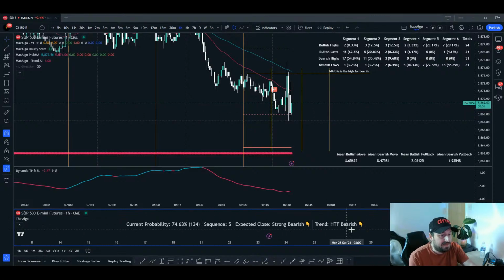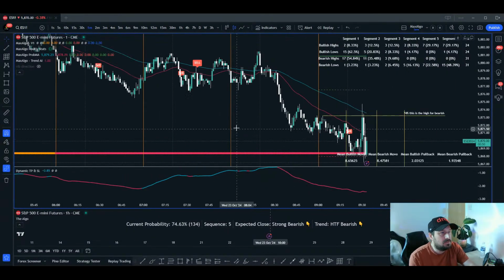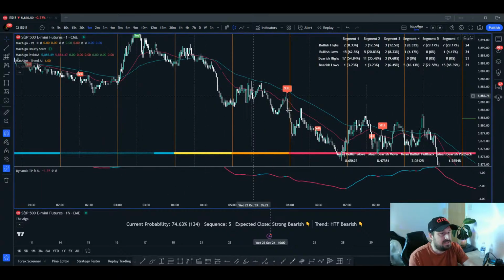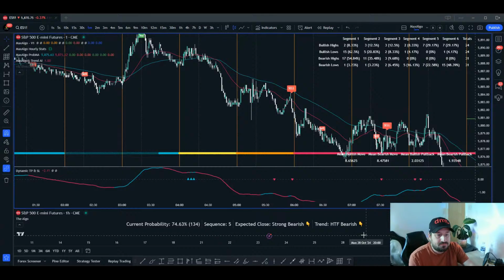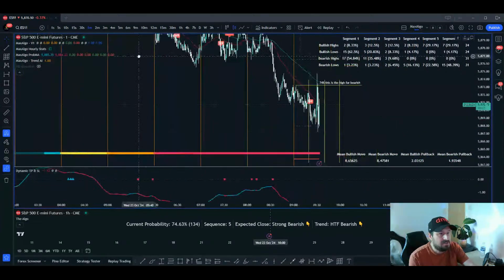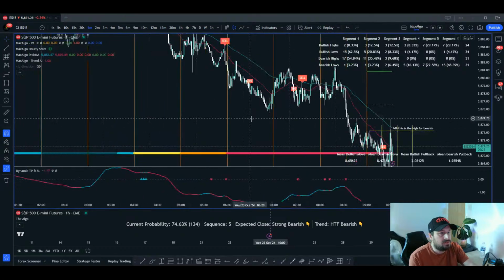So we are bearish with a strong bearish trend, and we can see we were in a bullish trend. We transitioned, and this is our payday setup where we come under the 0 line. Our higher time frame is bearish. We then get a sequence 1 into a strong bearish, which is a 90% probability of being bearish. So we are on a sequence 5. So it's 5, 4, 3, 2, 1.